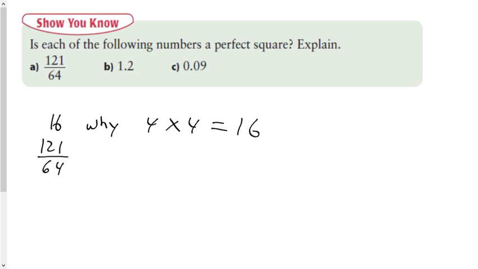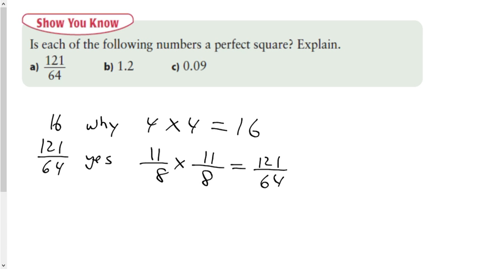What's your feeling say? Well, let's look at it. The answer is yes, and I'll tell you why. Because is there a fraction that multiplies by itself to get you 121 over 64? The answer is yes, there is. What would my numerator be if I multiply the numerator by itself to get 121? 11. So we're going to put 11 here and 11 here. And what's the denominator going to be? It's going to be 8.